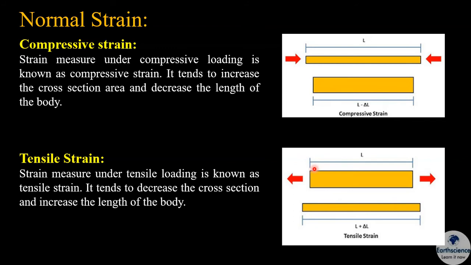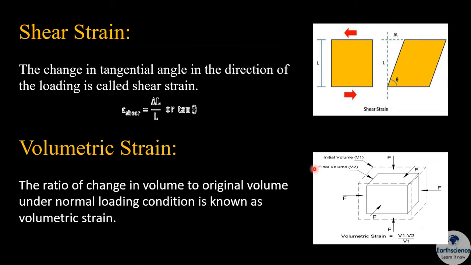When the body is compressed, the change in the length will be decreasing from the original, but the cross-sectional area will be increasing. That is compressive strain. In the opposite case, the tensile strain will increase the length, and at the same time it will decrease the cross-sectional area of the body.